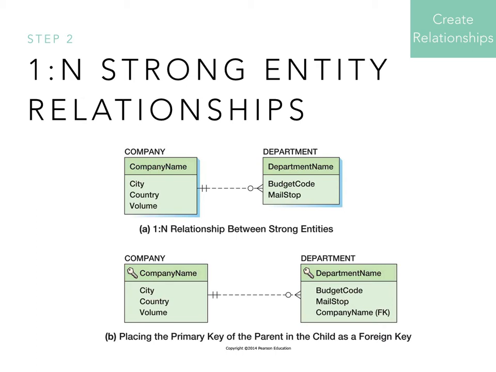If we have a one-to-n, a one-to-many relationship between strong entities, we're going to have a foreign key. But in this case, there's a right place to put the foreign key. Here's the entity. There are many departments in a company. The company name is a foreign key in department. So we're placing the primary key of the parent in the child as a foreign key. Place the key of the parent in the child. That's how this one-to-n relationship works.